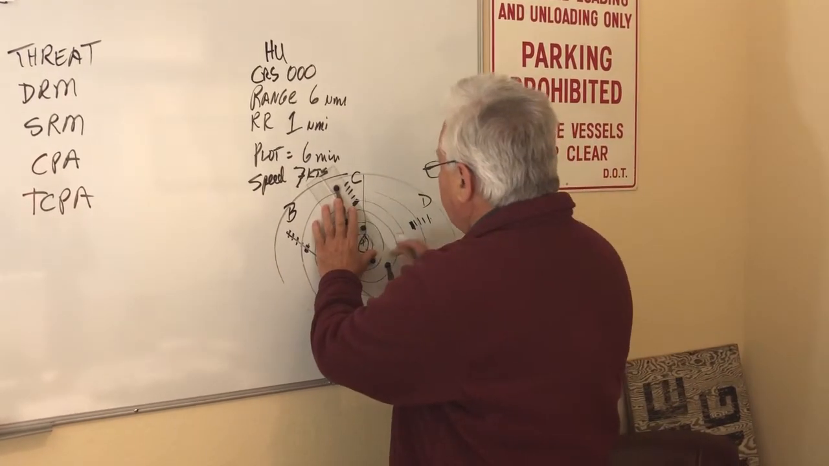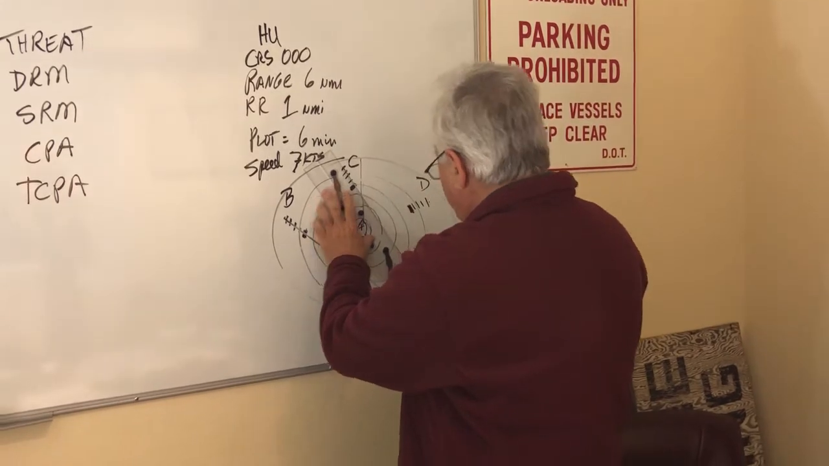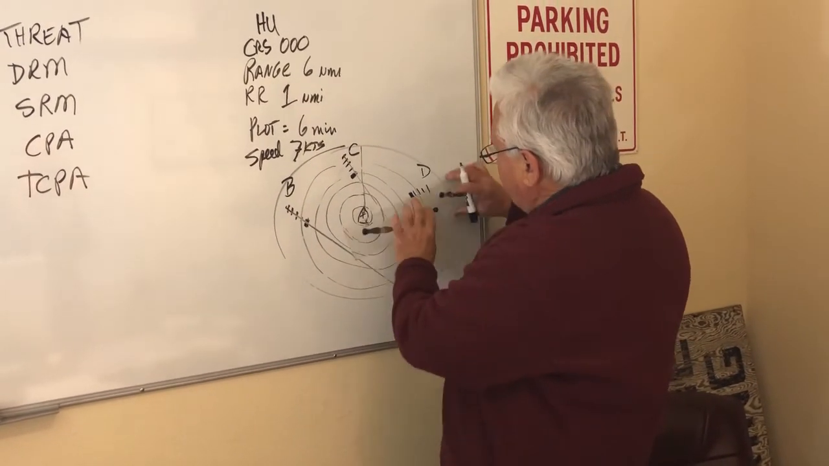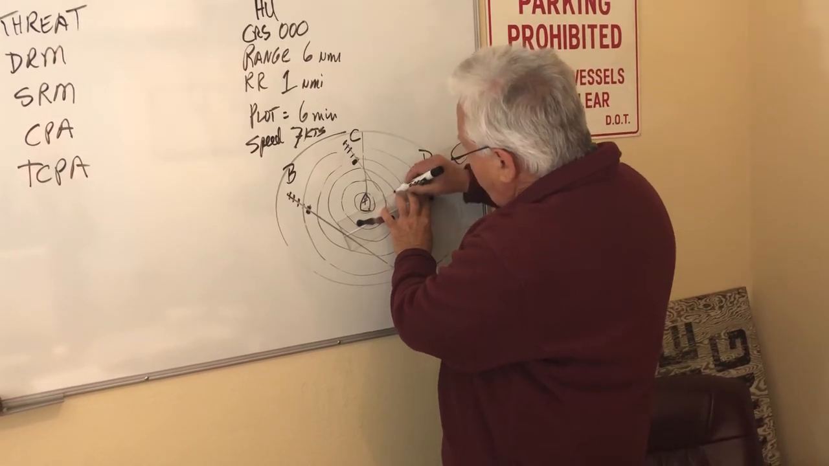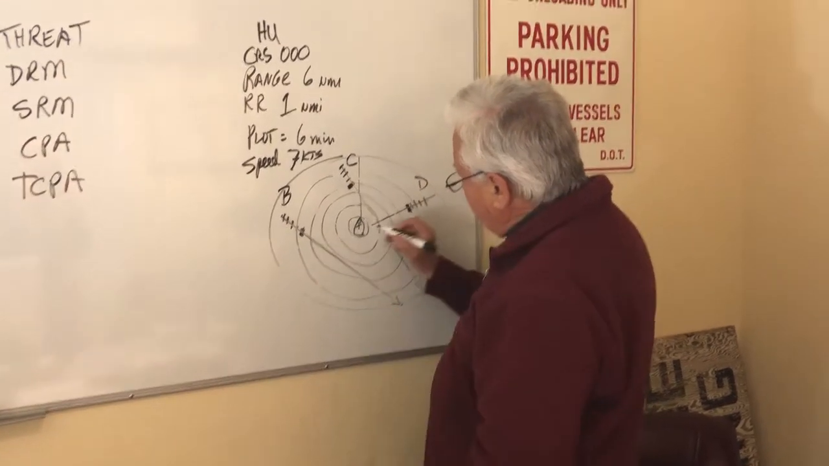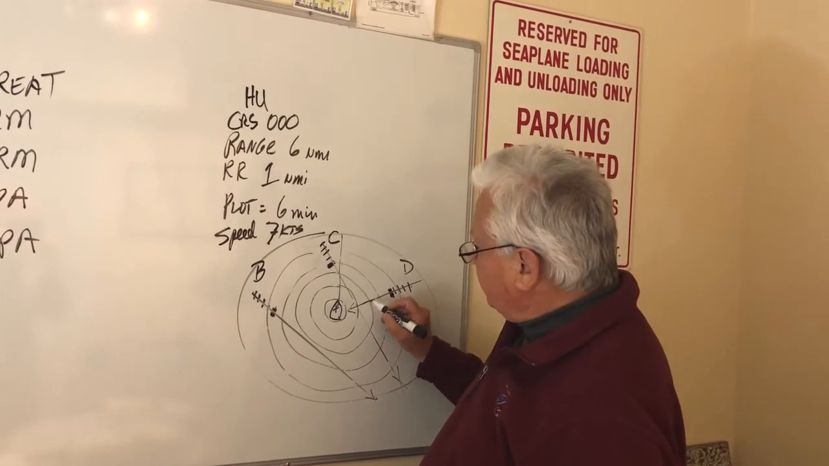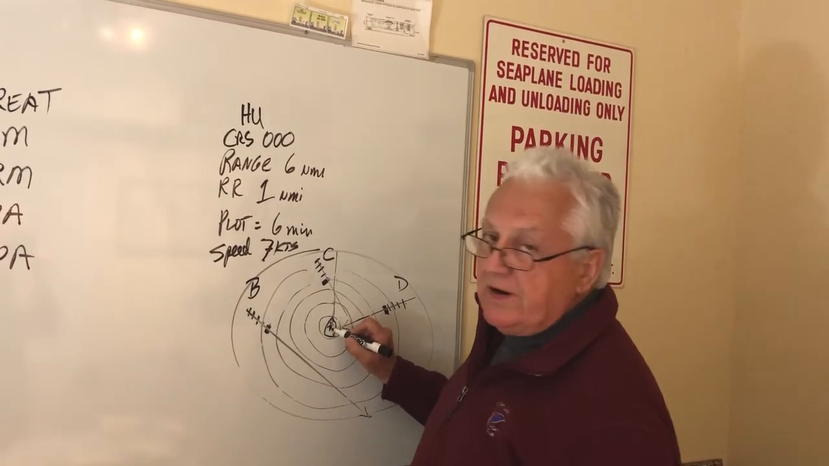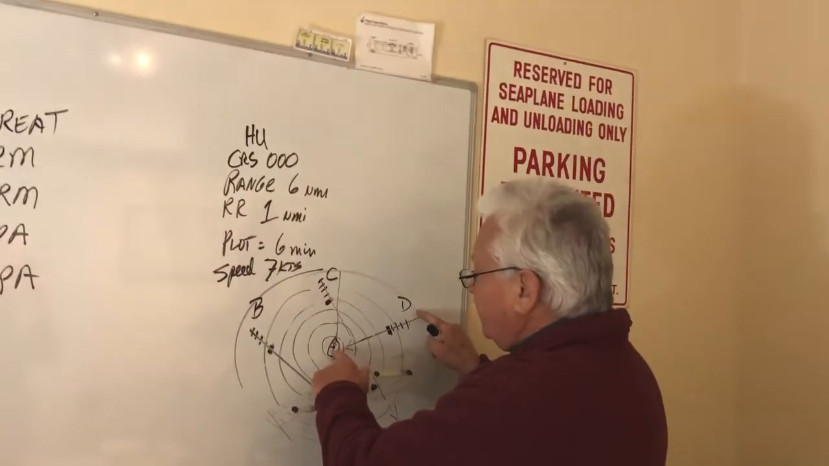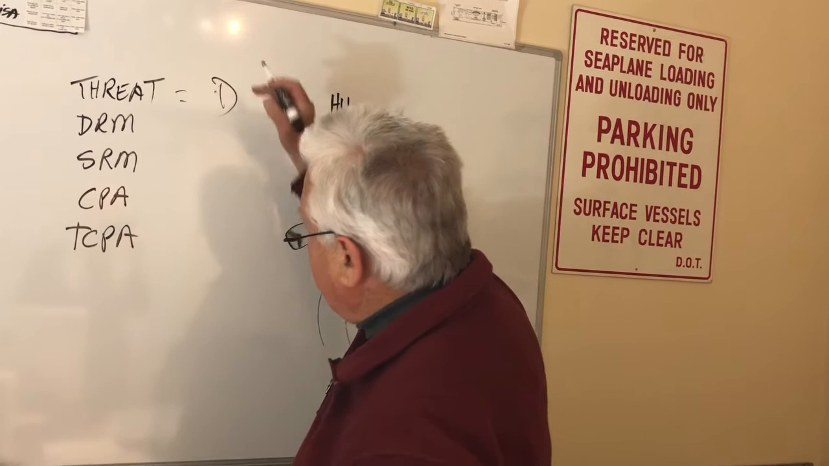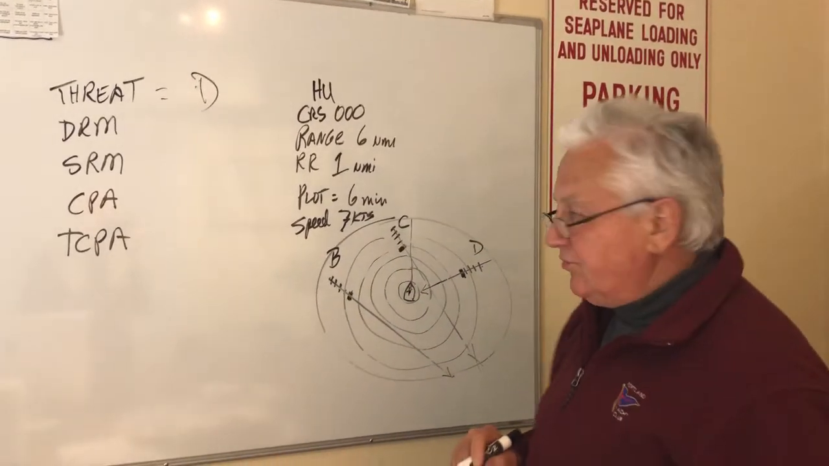Target C is going to go right down here, this direction, and target D is going to go, uh-oh, we have a potential collision because this target here is getting closer and closer and closer to us. So this target D is clearly, and that's the answer, target D is clearly a collision threat.